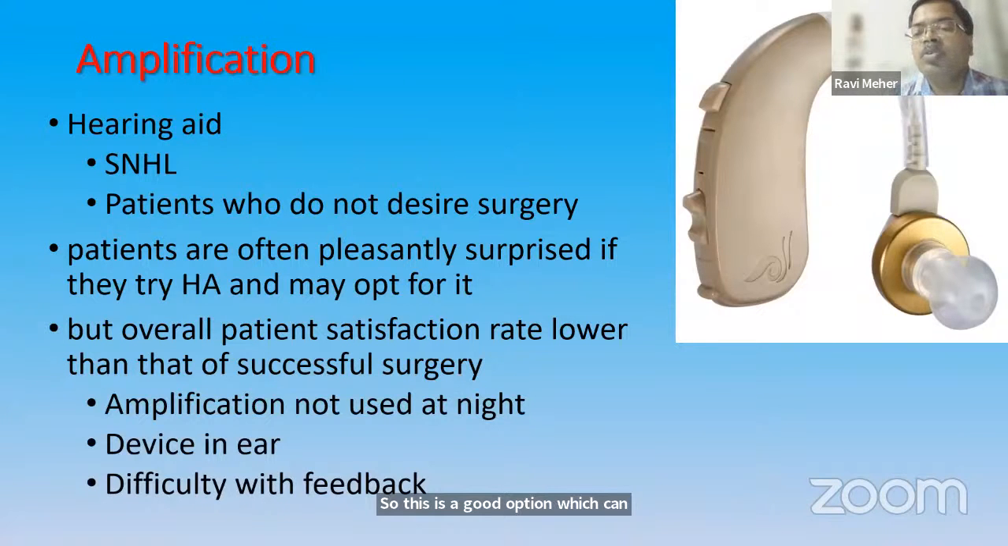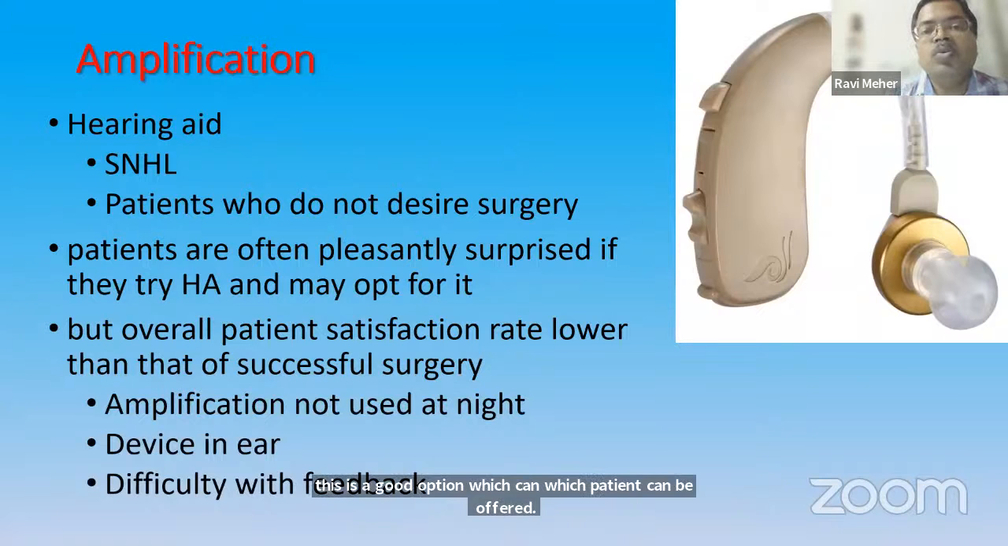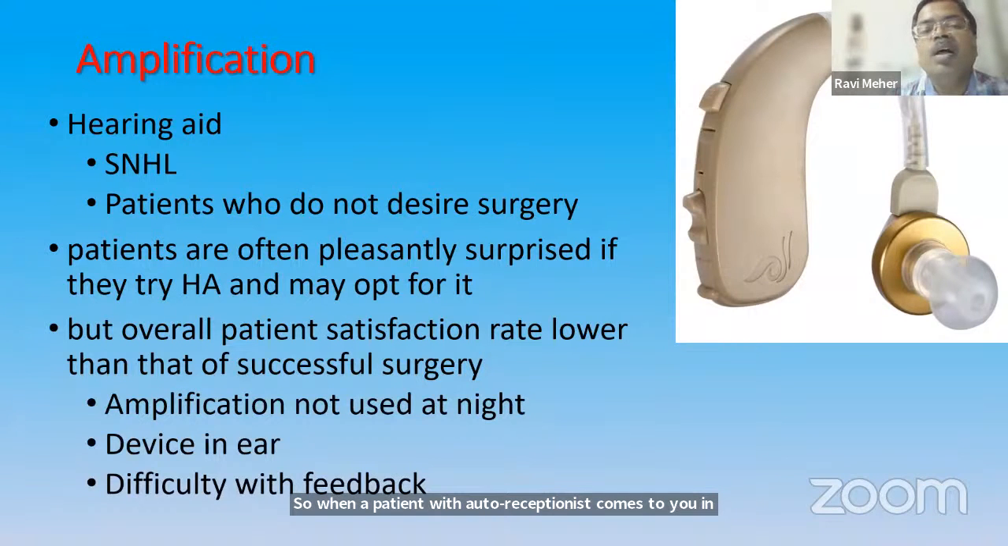So when a patient with otosclerosis comes to you, you must give an option for hearing aids, because many of the patients will actually be pleasantly surprised if they try a hearing aid. So they will be very happy if they are given a hearing aid trial. But overall satisfaction is lower than a successful surgery. So we must give an option of hearing aids to the patient and let the patient decide whether he wants surgical intervention or amplification.